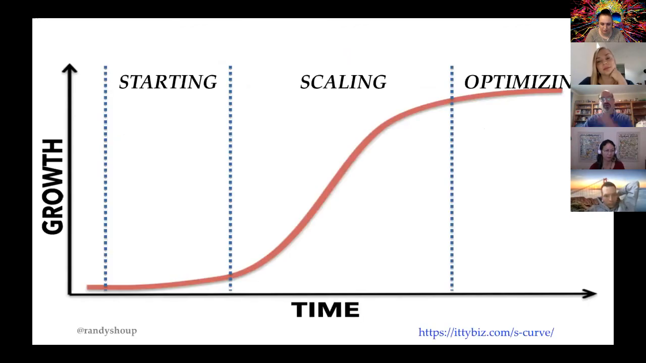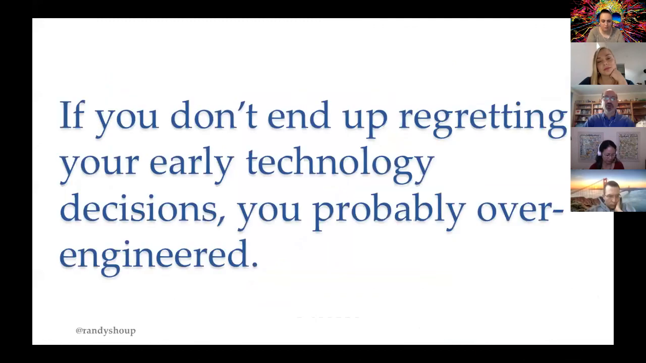We talked very briefly about all these different phases: the idea phase, the starting phase, the scaling phase, and then the optimizing phase. What I'd like to leave you with is there's nothing wrong with changing the architecture over time. In fact, every successful company at a large scale that I can think of does not have the same architecture today as they had when they started. The flip way that I like to think about it is if you don't end up regretting your early technology decisions, you probably over-engineered.